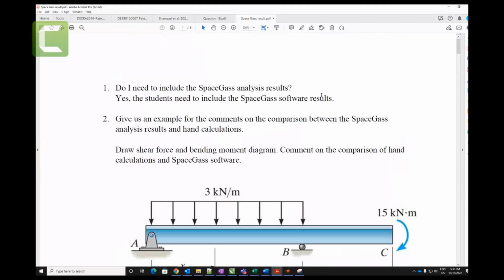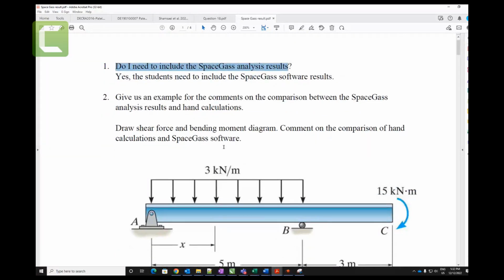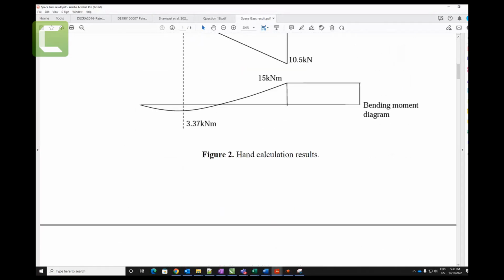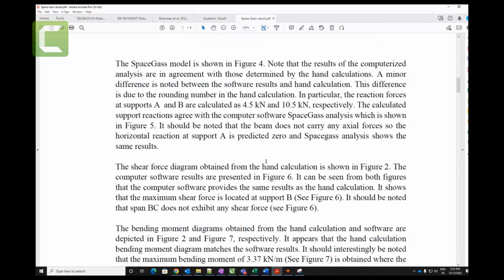Okay, now I can share the screen with you. Now, I think you don't need to comment on everything. So you can include the Space Gass results in your software. Now, someone might ask, how does it look? Let's say someone gives you this kind of question. You don't need to draw the shear force and bending moment diagram. So in here, you can just quickly write something, and I will send you these files as well, by hand calculation. So you need to show that one, and a minor difference is noted between software and hand calculations.